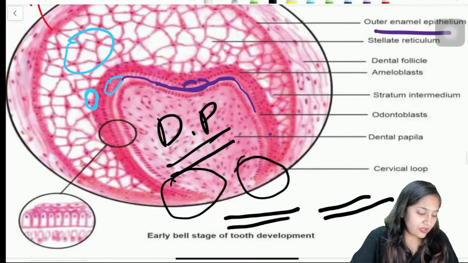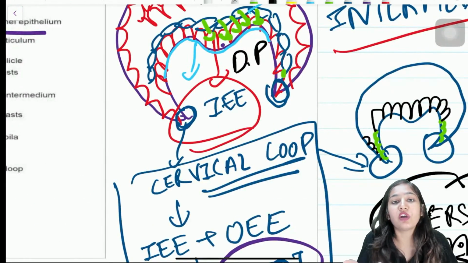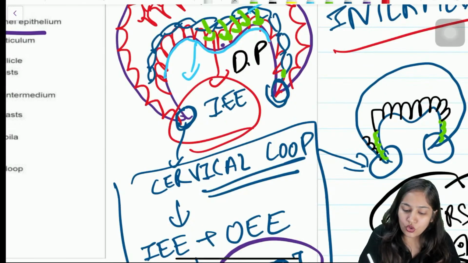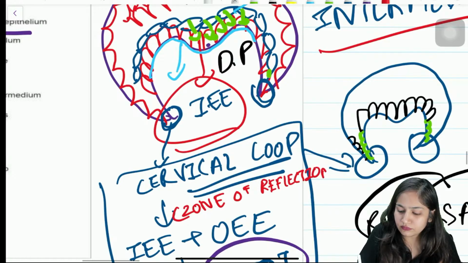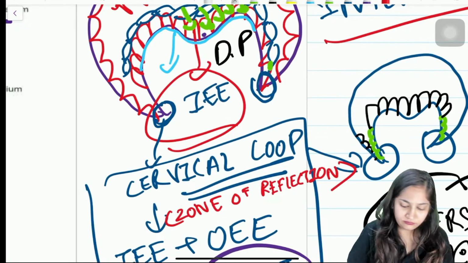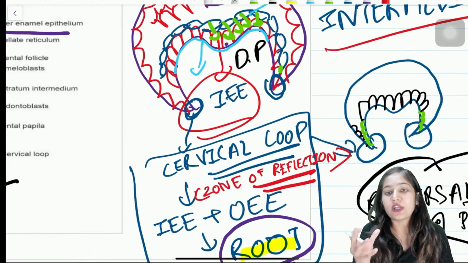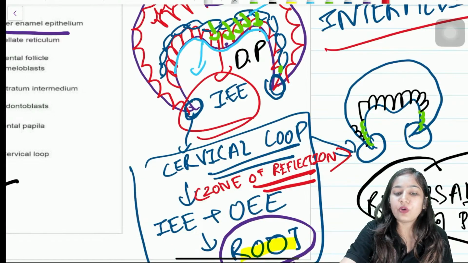Priyanka is asking, what is zone of reflection? Cervical loop is also known as zone of reflection. The other name for cervical loop is zone of reflection. So if an MCQ question comes, what is zone of reflection? Don't get confused. You can mark it as cervical loop.